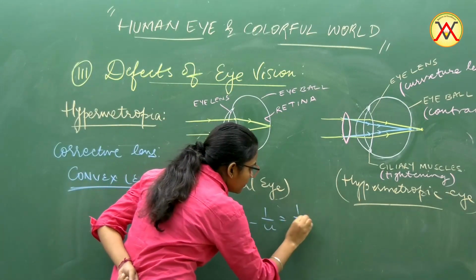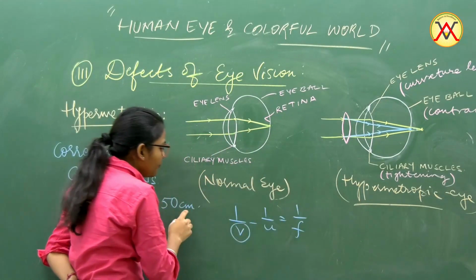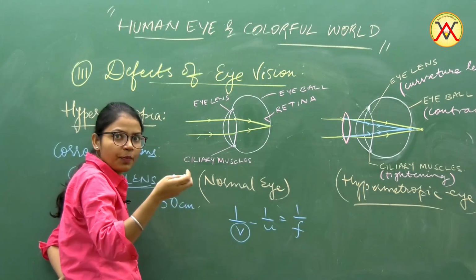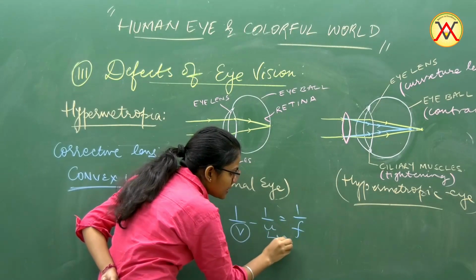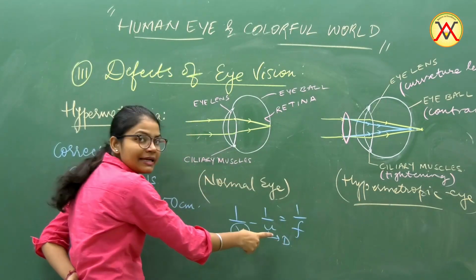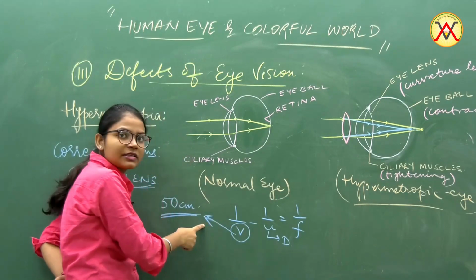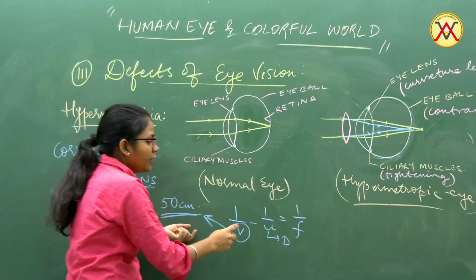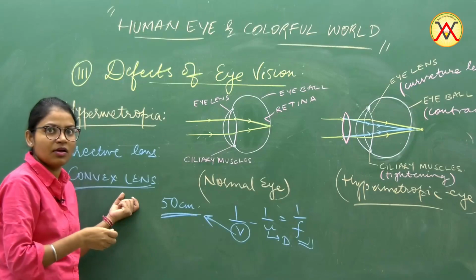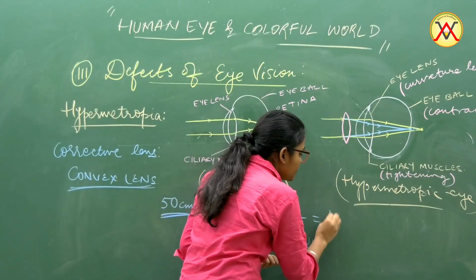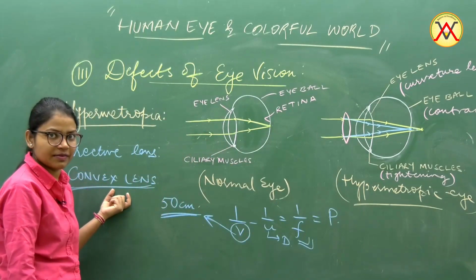Putting it in our lens formula, the convex lens would make the image of your object, which is kept at 25 centimeters. So our object is at D. It would make its image at the point where the defective eye could easily focus. And so we would get the focal length of our corrective lens, or 1 by f is equal to power. We could easily get the power of our convex lens.